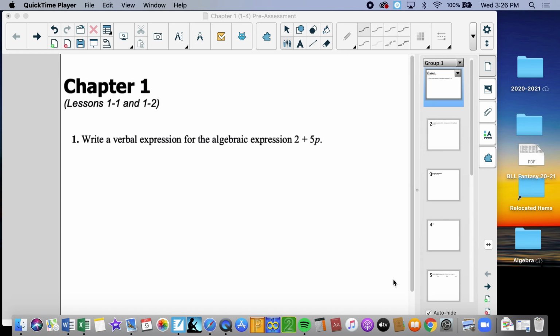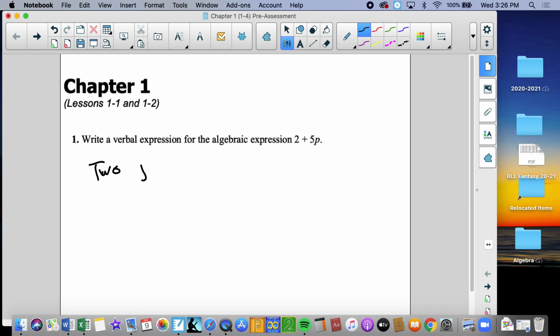Here's our pre-assessment and the answers to the problem. So the first question says, write a verbal expression for the algebraic expression 2 plus 5p. Well, look at that. When we read it, that's what we're going to write.